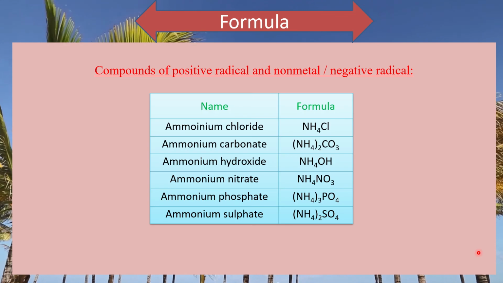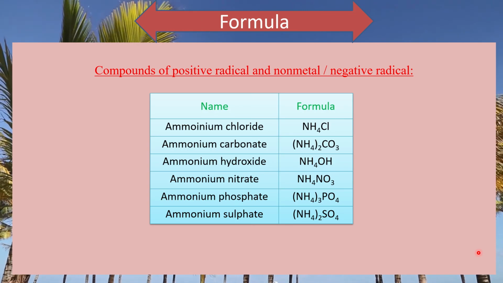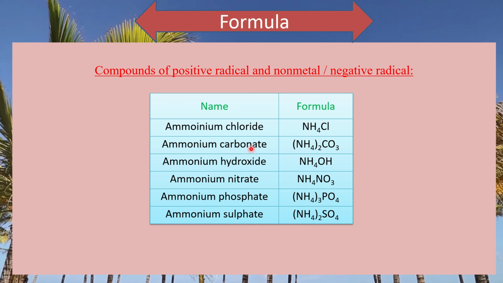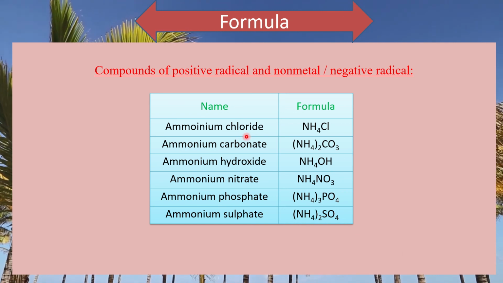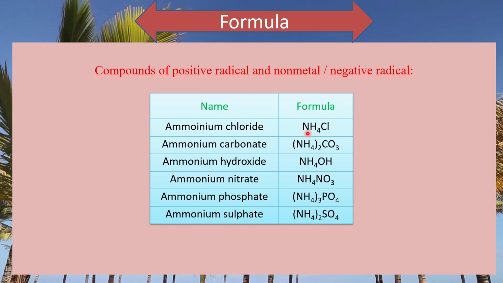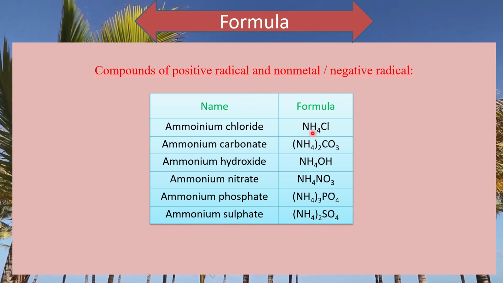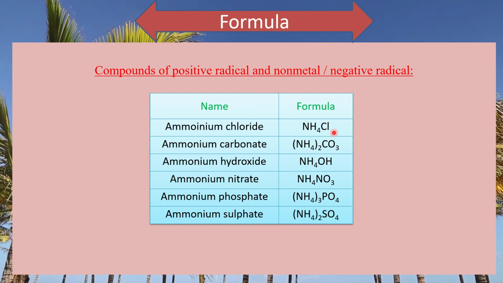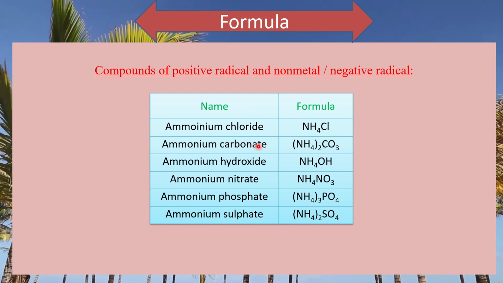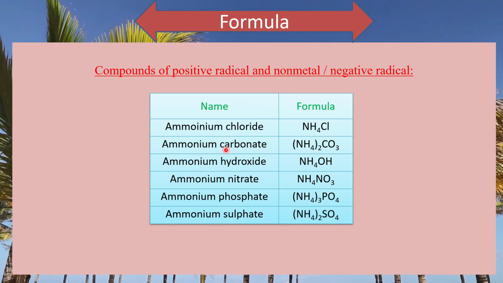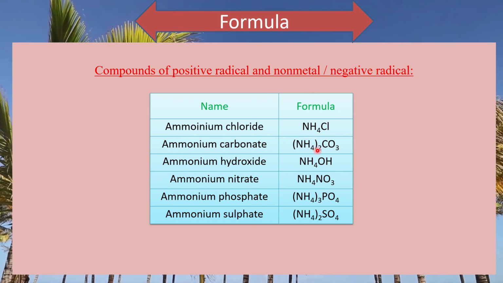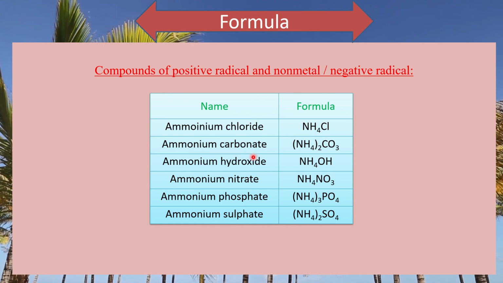So the compounds are ammonium chloride. The formula of the ammonium radical is NH4 and the non-metal chlorine will be written chloride. Both valencies are 1, so the formula of ammonium chloride is NH4Cl. Ammonium carbonate is the compound of ammonium and carbonate. Both are radicals, their valencies are 1 and 2, so it is written this way. Ammonium is one radical, so here you will use a bracket.